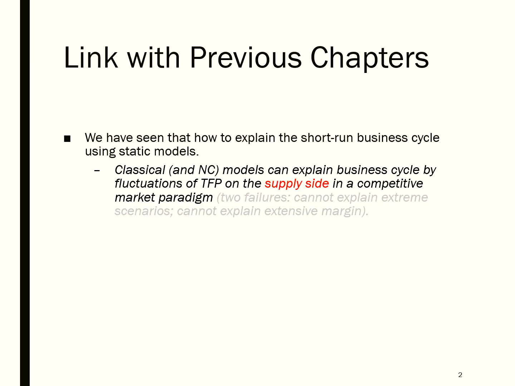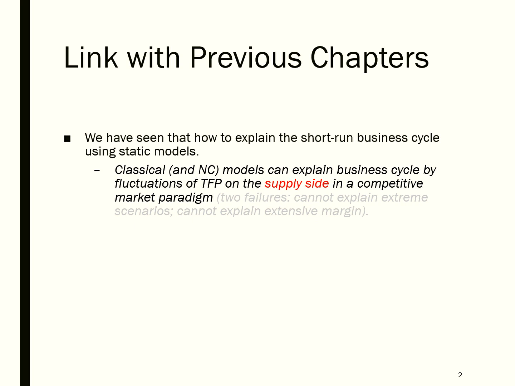Let's summarize what we have done up to now. To explain business cycles in the labor market, we developed three types of static models. The first is the classical and neoclassical models. They mainly explain business cycles from the supply side. However, there are two failures. They cannot explain extreme recessions and the extensive margin.